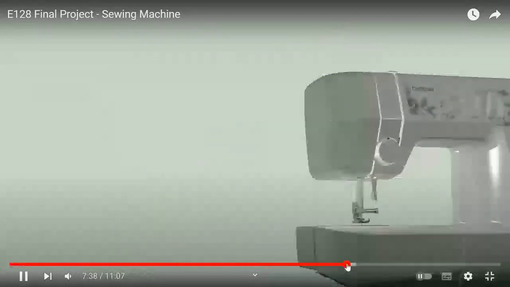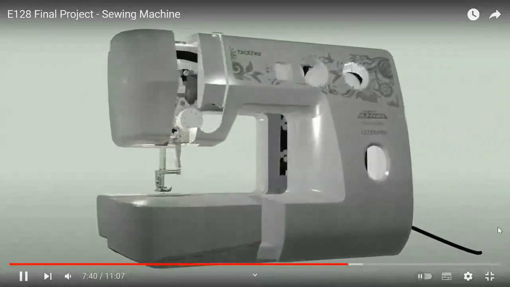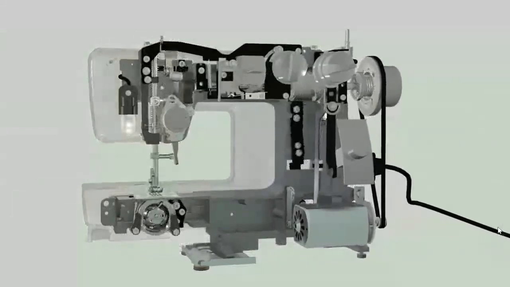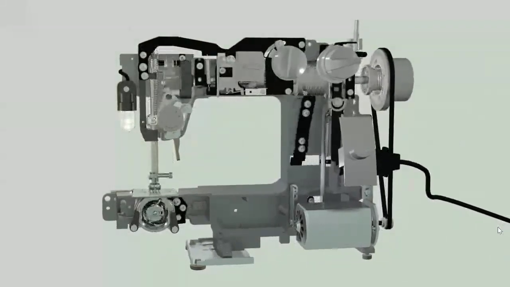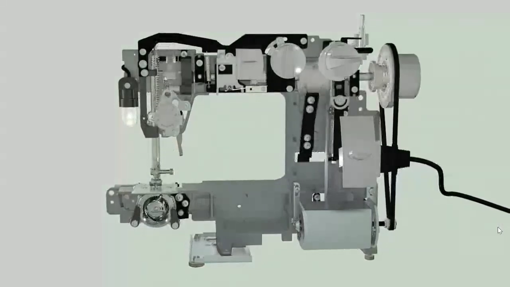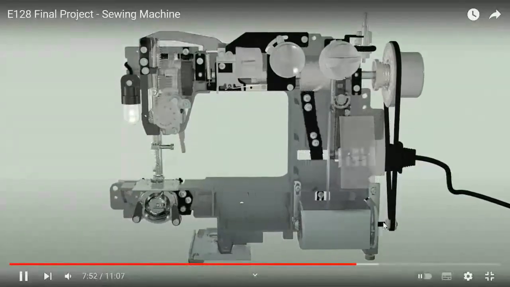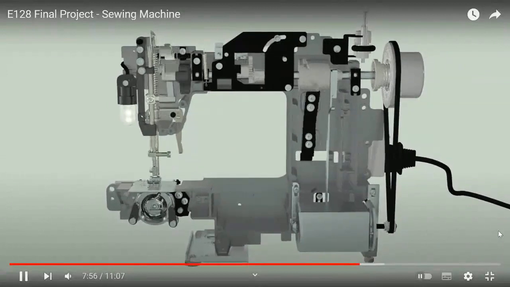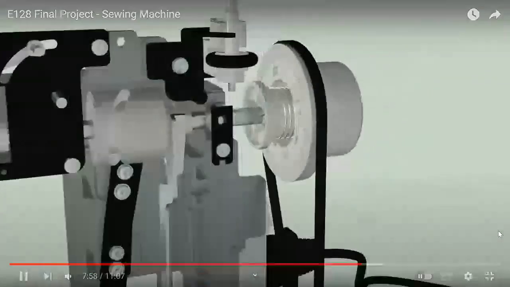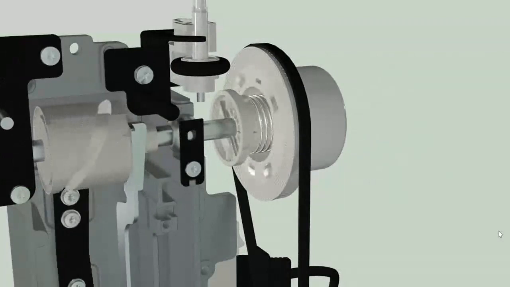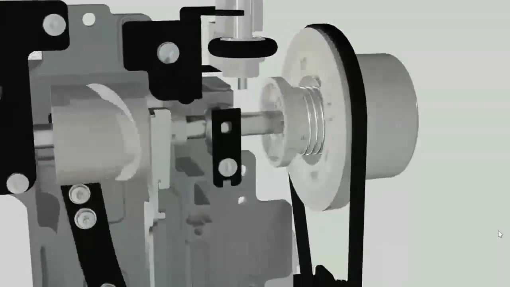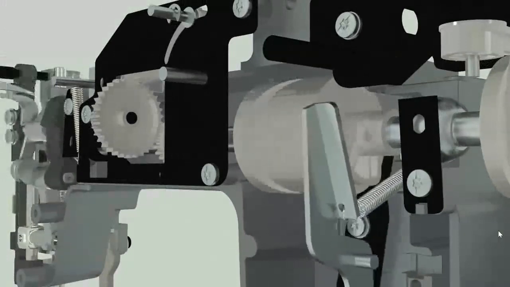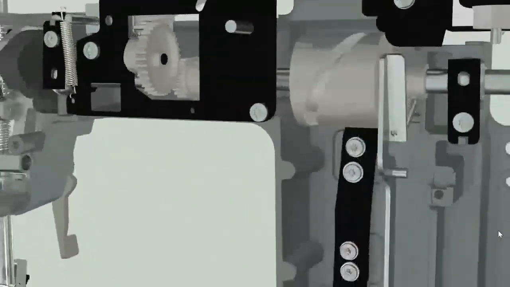So maybe I have to go a little bit faster, stop the assembly, and now you see how it works. There is only one motion, rotational motion, which comes from the electric motor, and you see lots of combined motion is necessary in order to use a sewing machine.